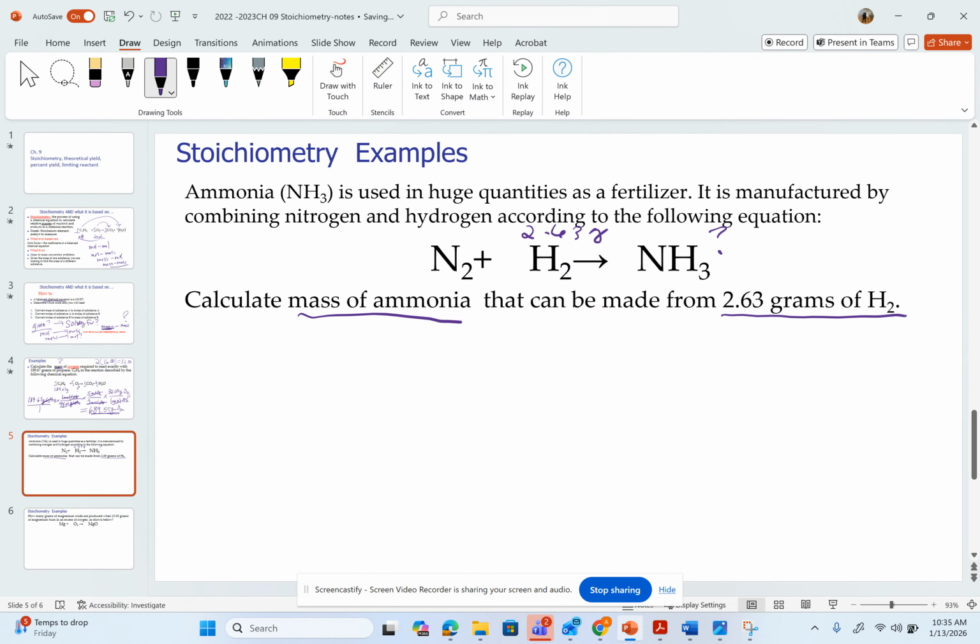So my first step is balancing the equation. So I'm going to put a 2 right here. That gives me 2 nitrogen and 2 nitrogen. 2 times 3 gives me 6 hydrogen, so I'm going to have to put a 3 here. So it says calculate the mass of ammonia that can be made from 2.63 grams of hydrogen. So this is going to be a mass to mass problem. So I'm going to start with what I'm given.